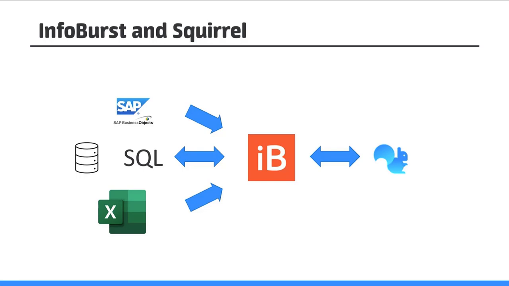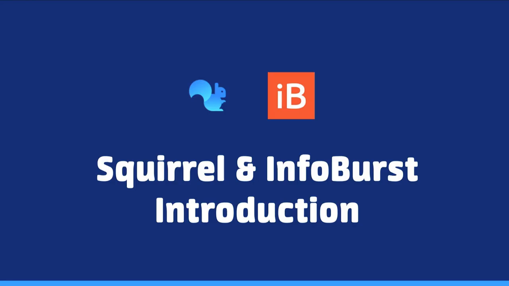InfoBurst then marshals that data out of those data sources into Squirrel. And you'll see that there are two-way arrows between Squirrel and InfoBurst and SQL, because it does allow data to flow through InfoBurst out to Squirrel, but also data back from Squirrel to InfoBurst and back to the database. And we'll look at that write back capability a little later on. That's the background of what InfoBurst is and how it interacts with Squirrel.